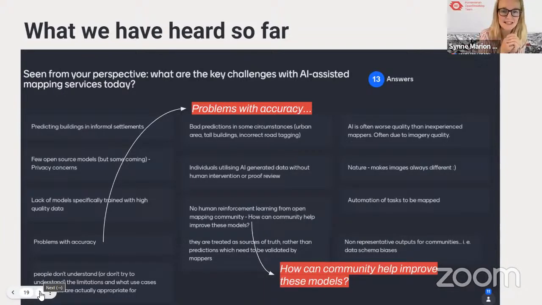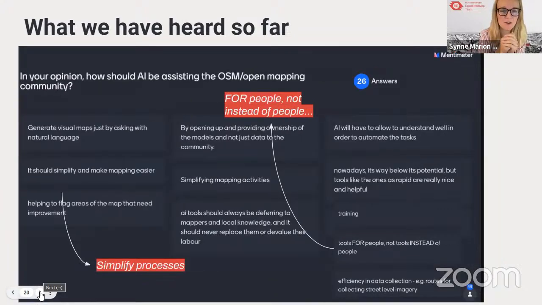And next slide, please. We also asked another question. How should AI be assisting the OSM or open mapping community? And I think two things really stood out here, and we can share all the anonymous feedback also if you're interested: for people, not instead of people. So having humans in the loop from the very beginning is something that stood out.